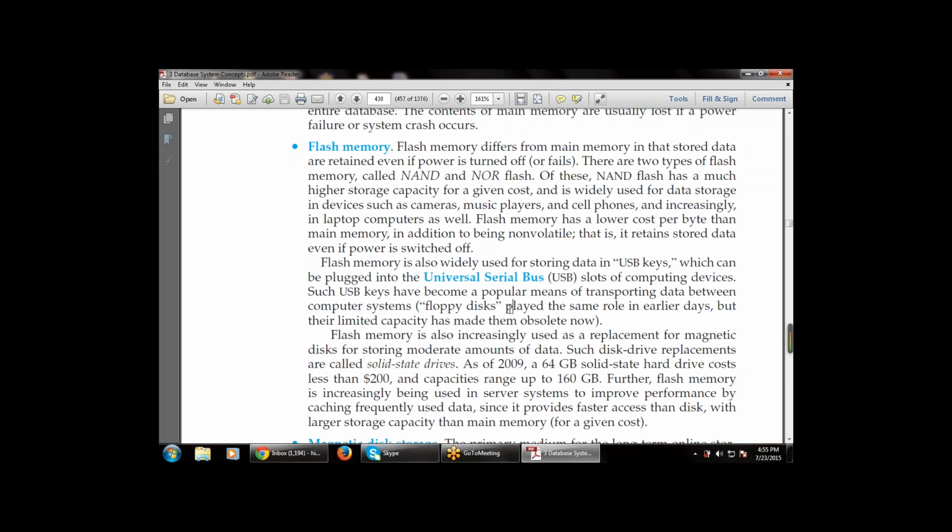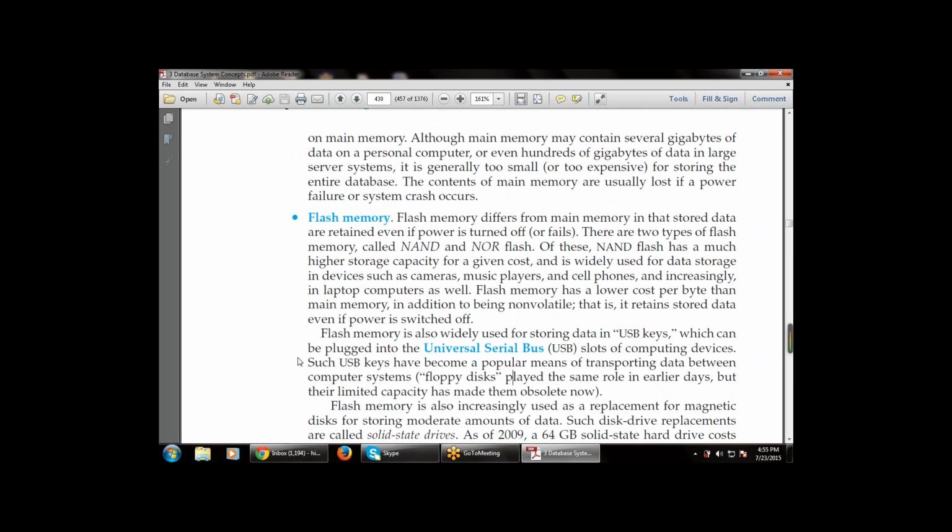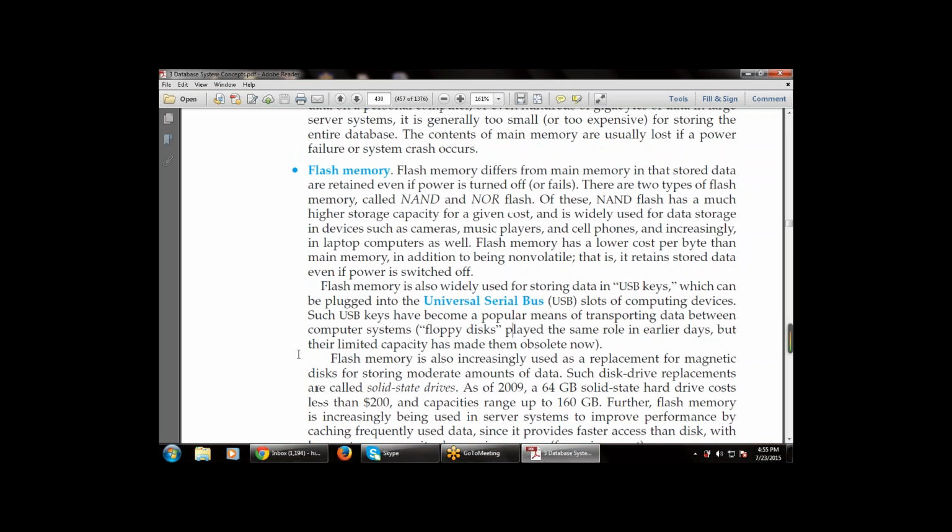Further, flash memory is increasingly being used in server systems to improve performance by caching frequently used data, since it provides faster access than the disk. It is also available with larger capacity than the main memory for a given cost. Now this is flash memory. So one is cache memory, one is main memory, one is flash memory.